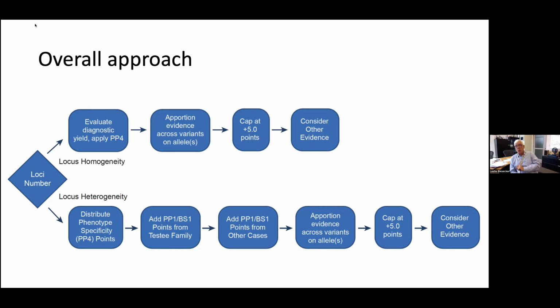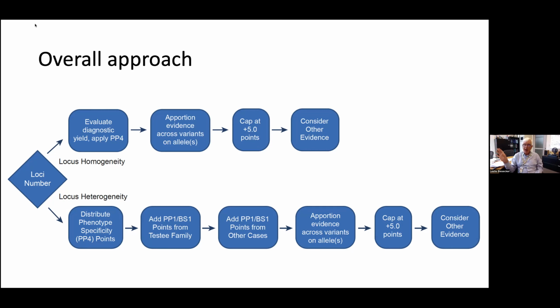And then, because there's more than one locus that could be involved, you use segregation, the old PP1, BS4 points, to assign additional evidence for or against the pathogenicity of the variant. You can look at segregation evidence from other cases, i.e. the literature, or if you have in your lab archive and history information, you have segregation data on that exact variant from other families, you can add that together. Then again, you have to do some apportioning of evidence across the allele if there's more than one variant on the allele. And again, it caps at 5 points, and then you can evaluate all the other kinds of evidence.